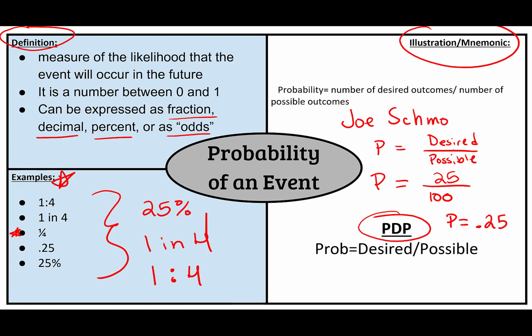You can just move that decimal place 2 spots, turn it into a percent. So the probability of Mr. Schmo hitting a free throw was 25% of the time. So that's probability. Remember PDP. Probability equals desired outcome over possible outcomes. PDP will help you figure out probability of an event occurring.